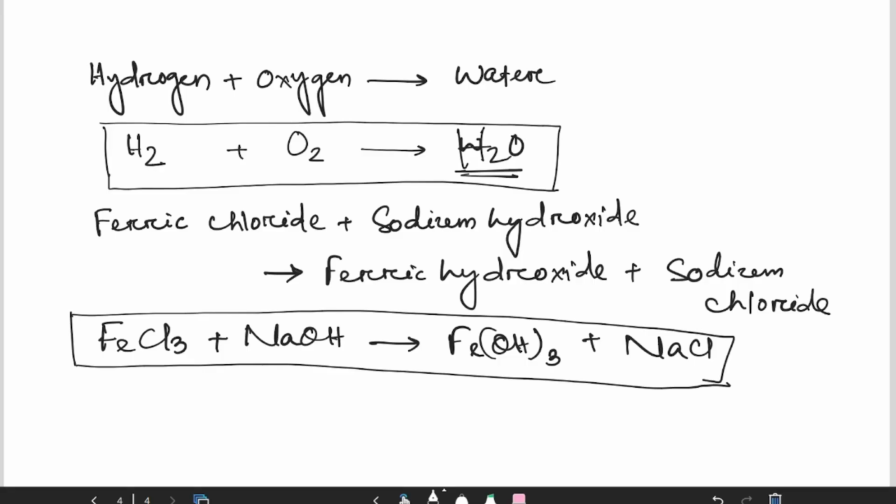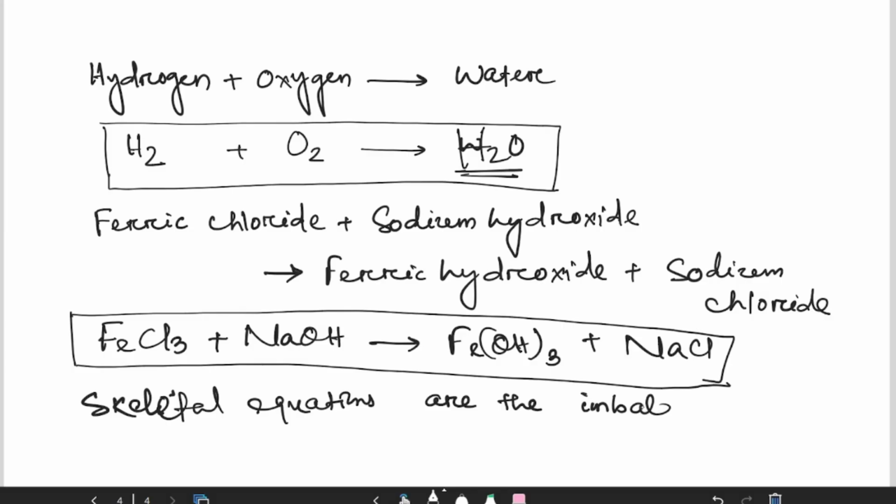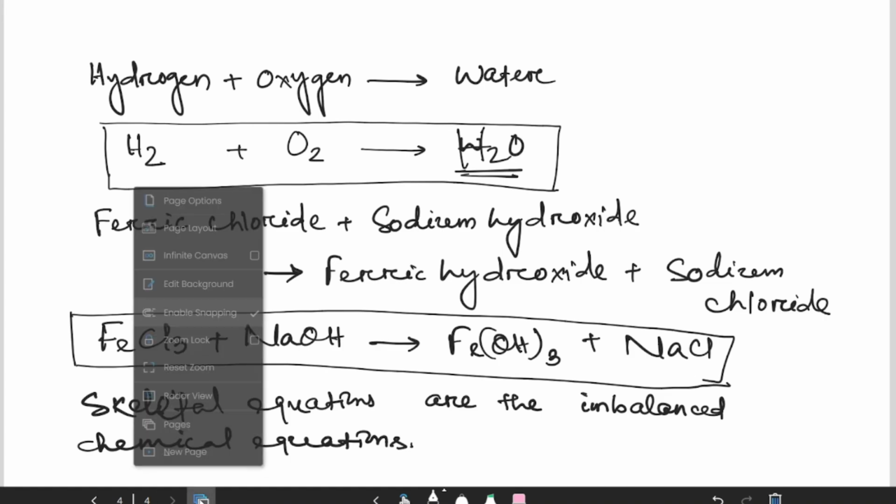Now, what did you understand? That skeletal equations are imbalanced chemical equations. So this is what a skeletal equation is. Now let's move on to the balanced chemical equation, that is, from the skeletal equation.